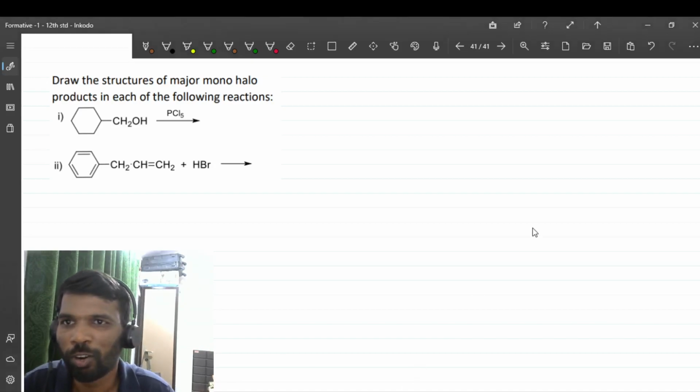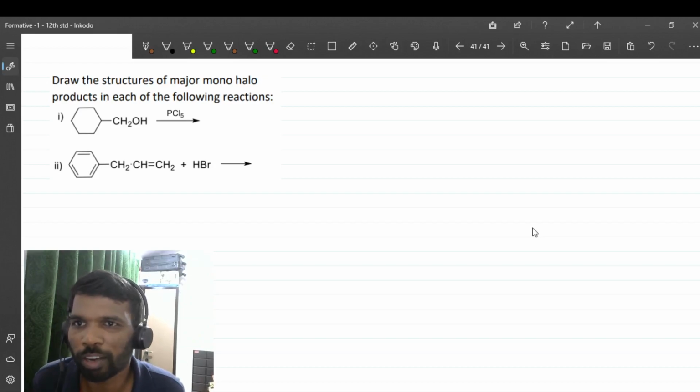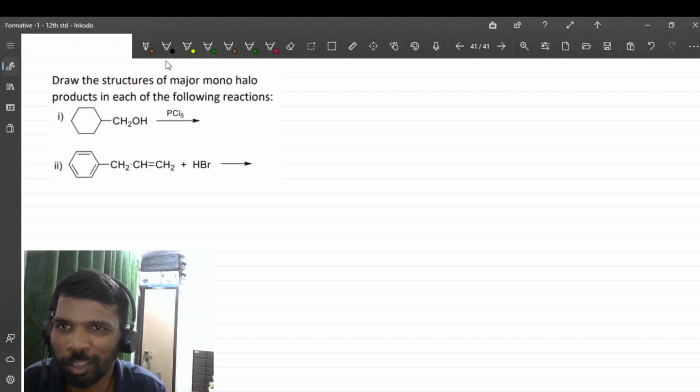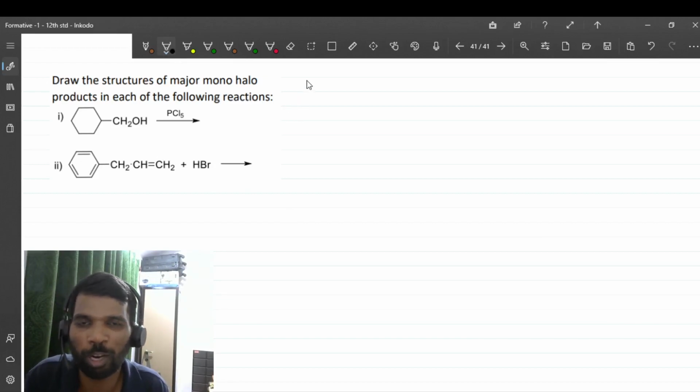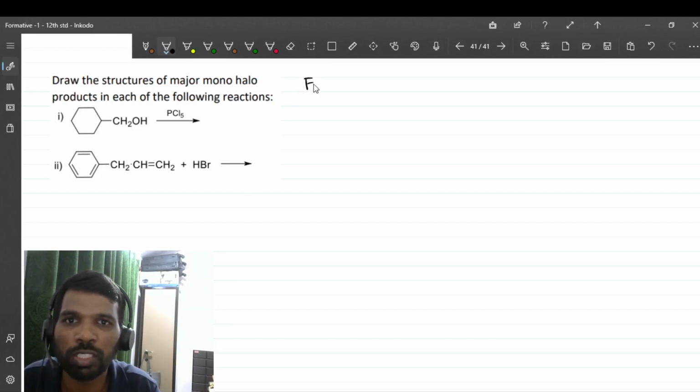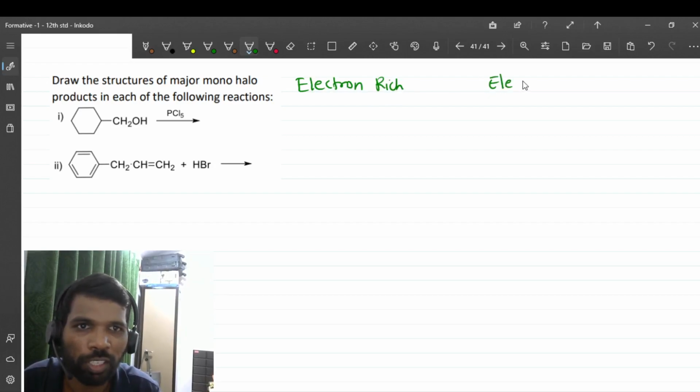Okay, this question. Draw the structures of the major mono-halo product in each of the following reactions. This is a beautiful question, I'll say. Many concepts could be clear. See, while learning, what is very important is understanding what is electron-rich species. Always identify. See, organic is not very tough. Understand this. You have to just identify which is electron-rich species, and which is electron deficient species. That is what you need to identify.